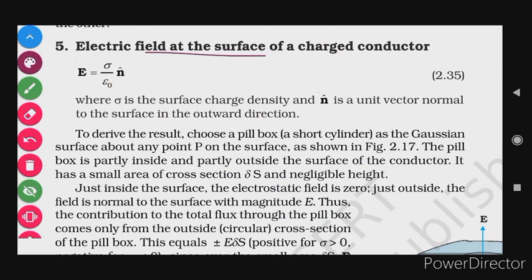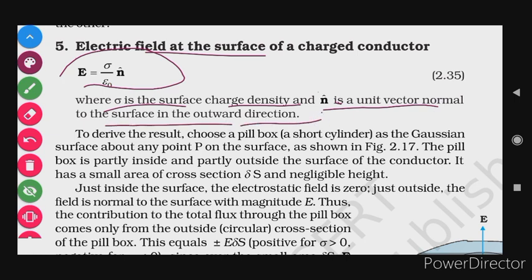So what will be the value of electric field at the surface of a charged conductor? We have seen that electric field inside the conductor is 0, but on the surface its value will be sigma upon epsilon naught n cap, where sigma is the surface charge density and n cap is the unit vector normal to the surface in the outward direction.